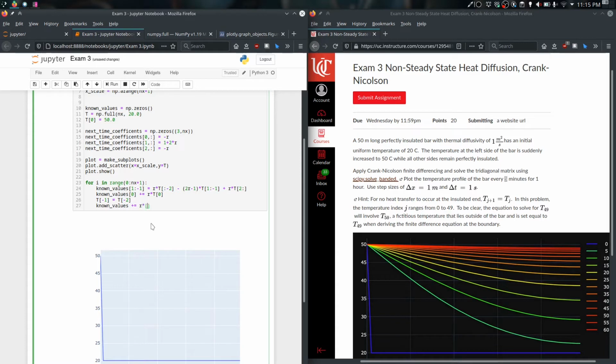So R times T neg 1. Here we go. Not bad. So this will iterate and hopefully calculate all values as we go forwards and how that temperature changes.